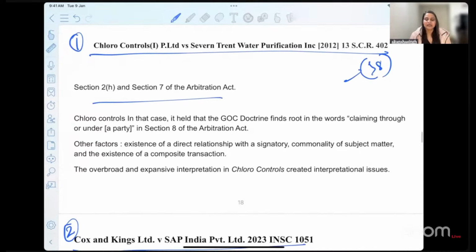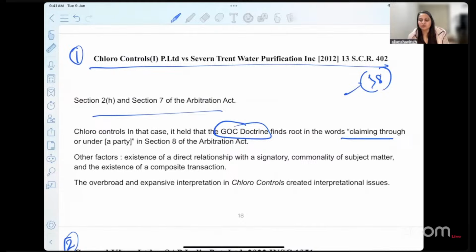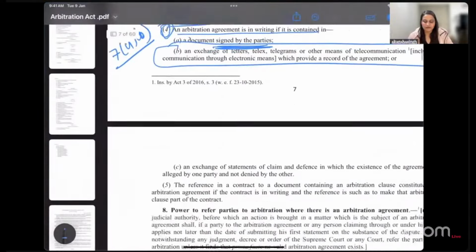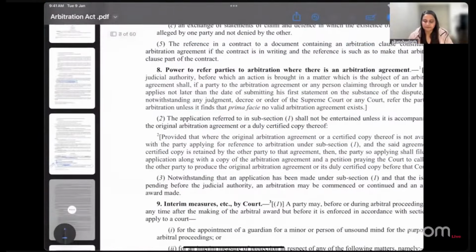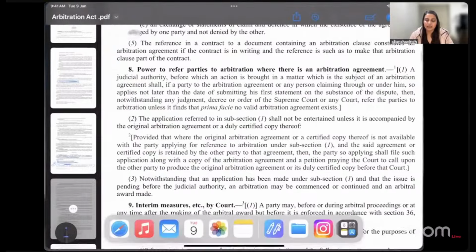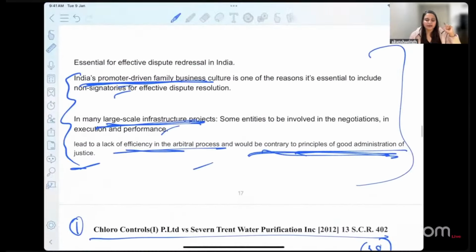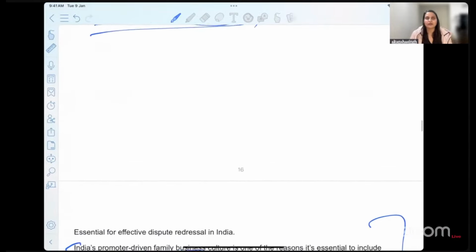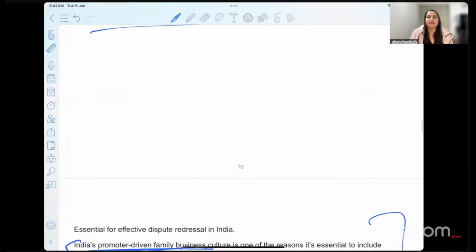The court here said that the group of companies doctrine finds its root in the phrase 'claiming through or under' a party in section 8. I'll come to the doctrines as well, but only the important point. Now we have to go to section 8 to understand this. And when you're writing your answer, it will give a very good impact, showing a good understanding of this aspect, if you definitely mention sections 8 and 11.